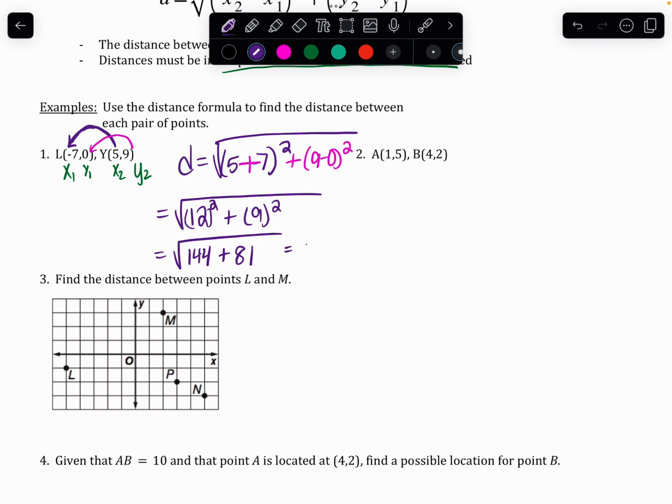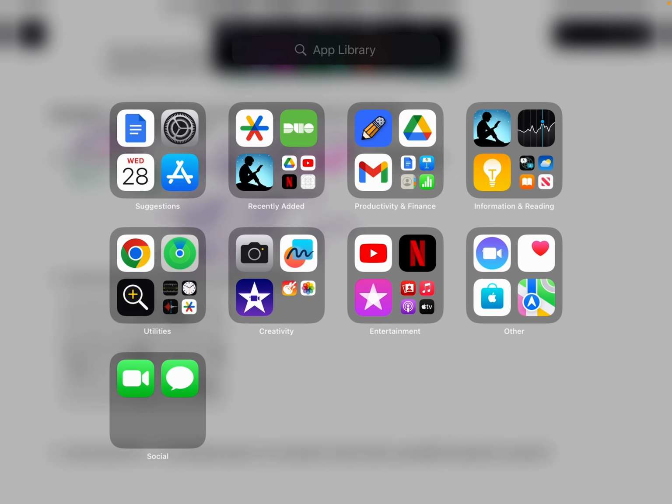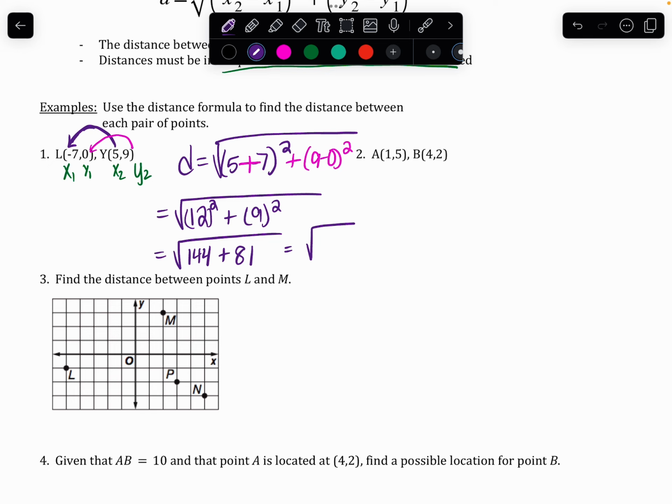And we're adding those together to get, I should have probably grabbed a calculator. I wonder if I have one on here. 144 and 81. It's not prepared.